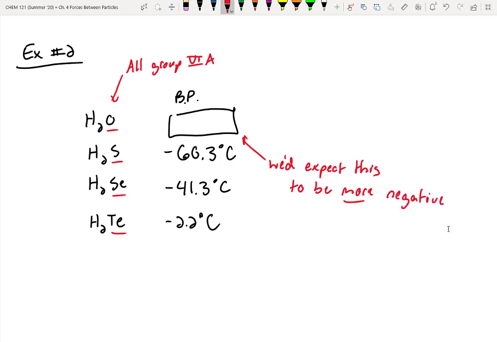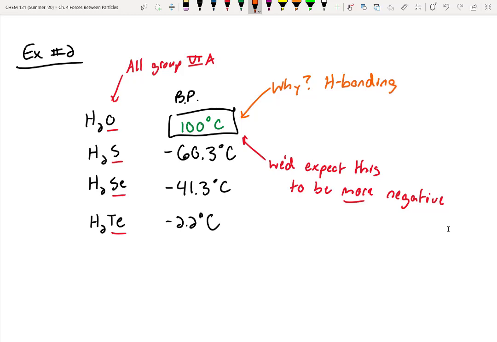So the question is, well, what is the actual boiling point of water? Well, we know that it's 100 degrees Celsius. It's not negative 100 degrees Celsius, which is what we might expect. It's positive 100 degrees Celsius. So then the question is, well, why? Why would this have a higher boiling point? Well, it's due to H bonding. It's the hydrogen bonding feature we talked about.